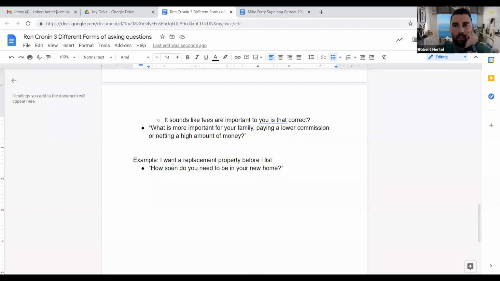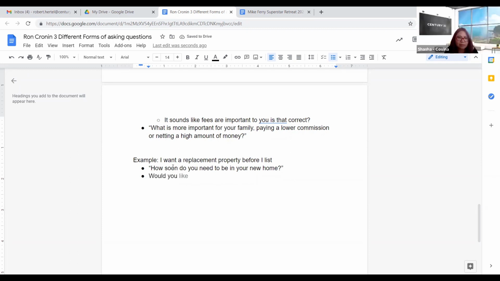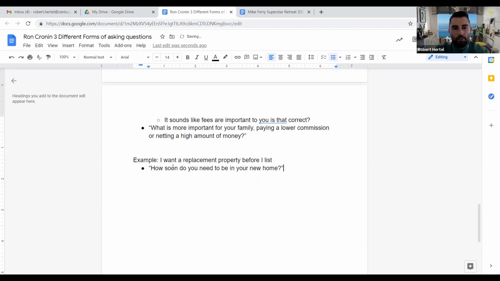So what would be another example? A or B, yes or no, open-ended for I want to find a replacement property before I list. Would you like to be moved in 3 months or would you like to start? No, you're on the right track. It goes a little bit to the first one, how soon do you need to be in your new home? Another way you could put it is, would you like to be in your new home in 30 days or would you like to be there in 3 months? It's another way of asking that question.